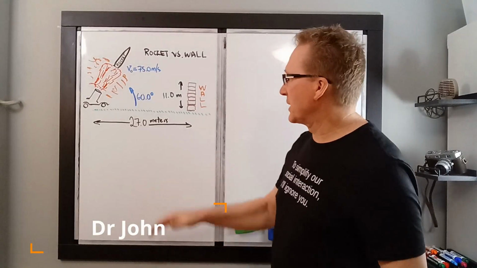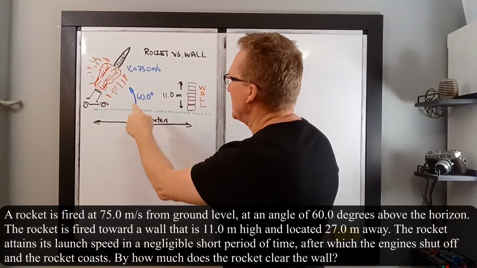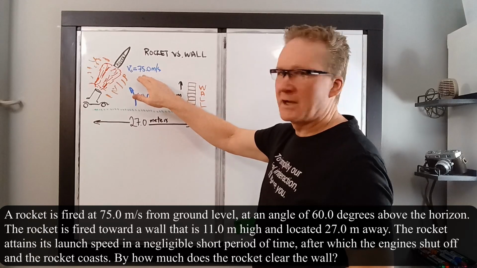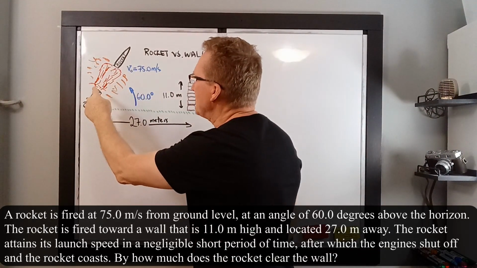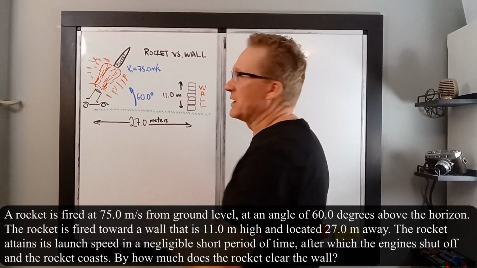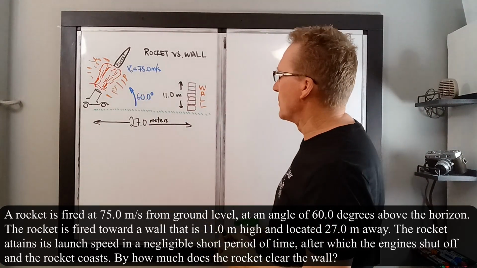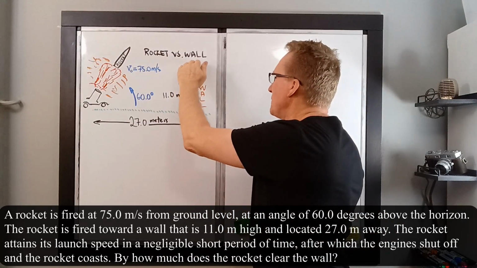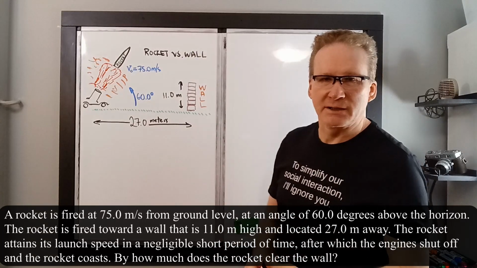Today we are looking at another projectile problem. Here we have a rocket that's being launched at 60 degrees to the horizon at 75.0 meters per second. The rocket accelerates extremely rapidly and reaches this speed very quickly after launch, and then after that does not accelerate anymore. What we're being asked is how far above the wall does the rocket go? Like, by how much does the rocket clear the wall?